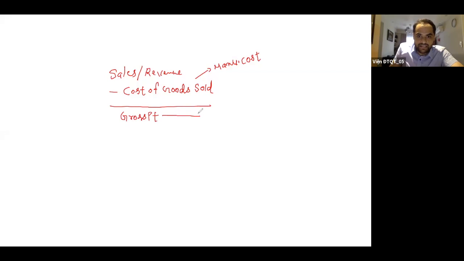What does gross profit tell us? Gross profit tells us about product profitability, which means whether this product is profitable to produce or not. In simple words, should we produce this product or not? If a product has a gross loss, we shouldn't produce it, right? We should not spend some extra money, which could be marketing, advertising, and so on, because this product already has a loss. If you spend more money, you have more loss, right?